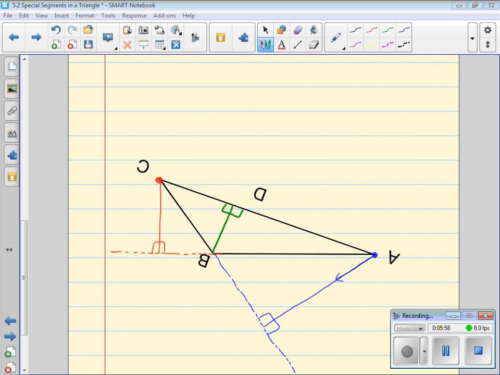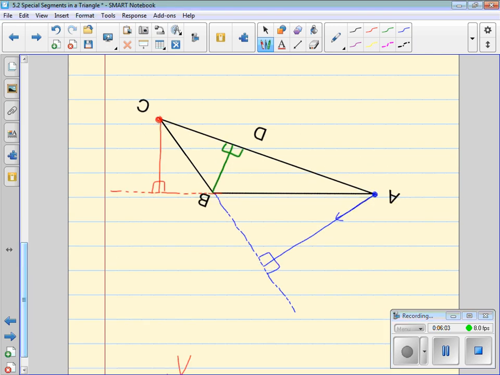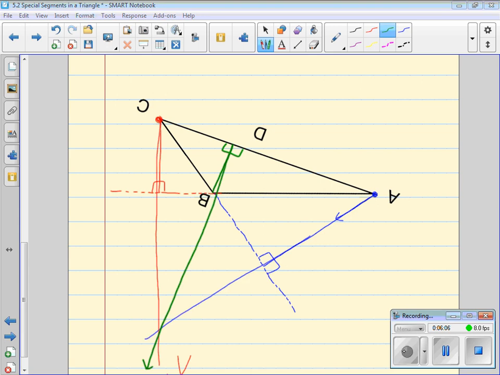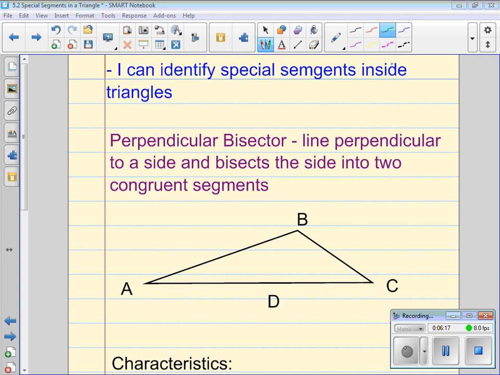All right, so as I promised, all three of these will intersect at the same place. Let me just extend these and see what happens. And there I have it. All freehand, pretty close. Cool. Now notice this point is outside the triangle. That'll occasionally happen. Next up, perpendicular bisector.